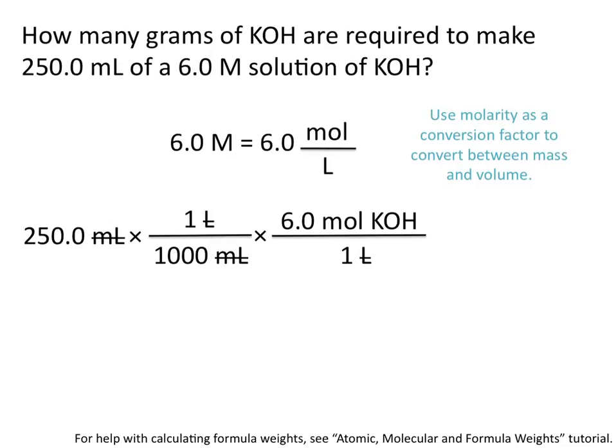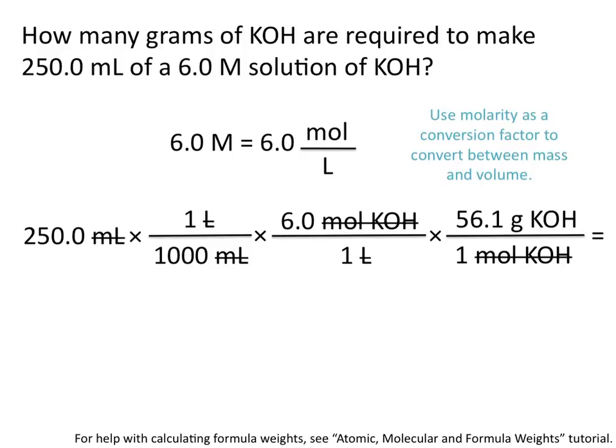But our question is asking us for how many grams of potassium hydroxide. And so we need to convert from moles to grams using the molar mass of potassium hydroxide, which is 56.1 grams per mole. This allows us to cancel out the units of moles and gives us a final answer of 84 grams of potassium hydroxide.